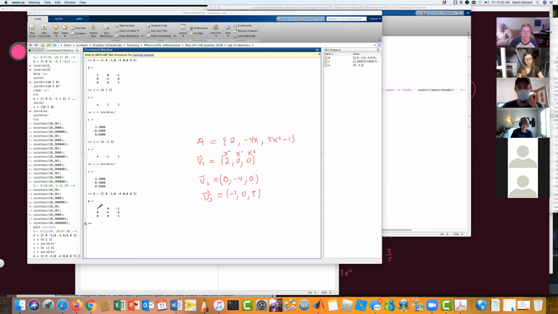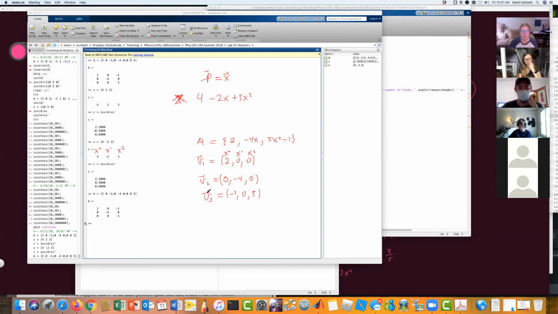And so when you put it in matrix form, you put down 2, 0, 0, 0, minus 4, 0, minus 1, 0, 5. Then I put in my x vector as well. So x is 4, minus 2, 3, because it was 4 minus 2x plus 3x squared. That was my p. I'm calling it x here, but you could have called it p. So I put that in as 4, minus 2, 3: the coefficient of x to the 0, the coefficient of x to the 1, and the coefficient of x squared.